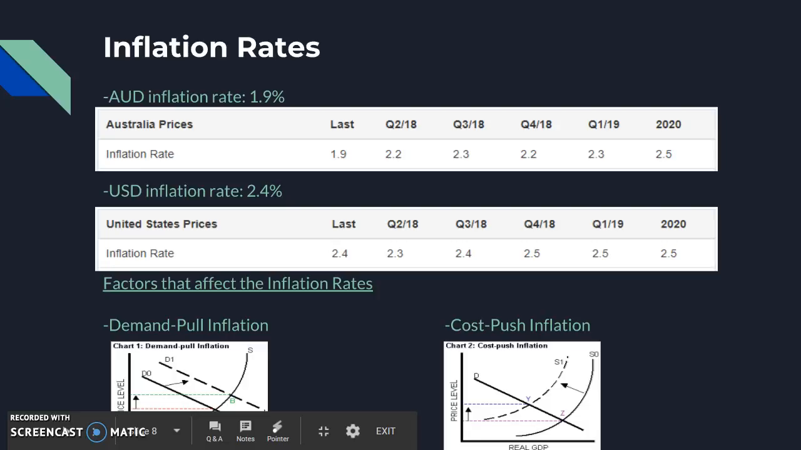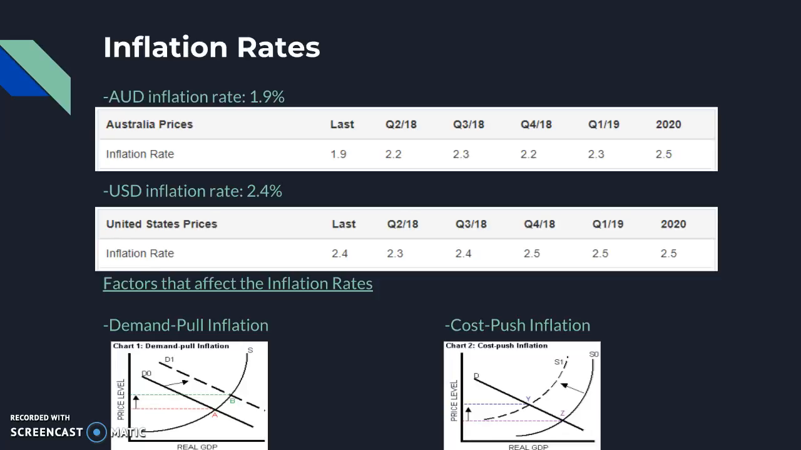Now, onto inflation rates. Here we can see that the Australian inflation rate is at 1.9% and the United States inflation rate is at 2.4%, according to Focus Economics. Australia's inflation rate is predicted to increase by 0.3% in the next 3 to 6 months from 1.9% to 2.2%. The United States inflation rate is also predicted to increase, but only by 0.1% to 2.5%.